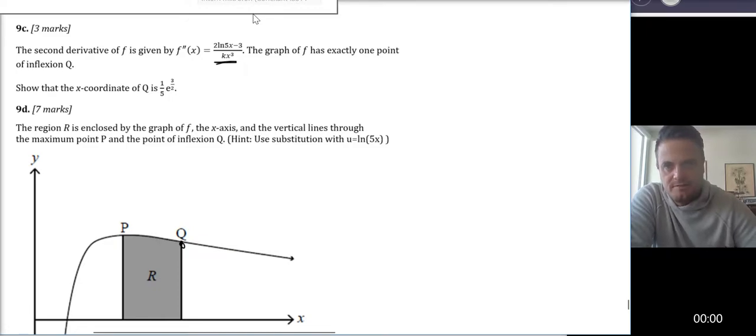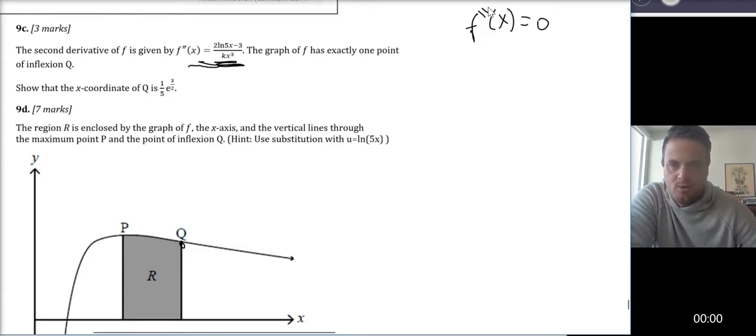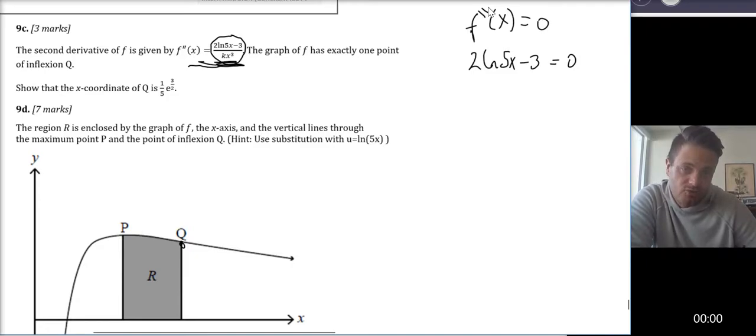Of course, if you want to find the point of inflection, then we have to find out when the second derivative is equal to 0. And the second derivative here is a fraction. And if a fraction is equal to 0, then the numerator has to be equal to 0. So we solve this equation.